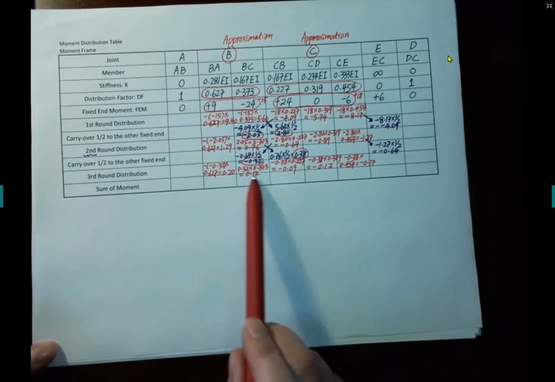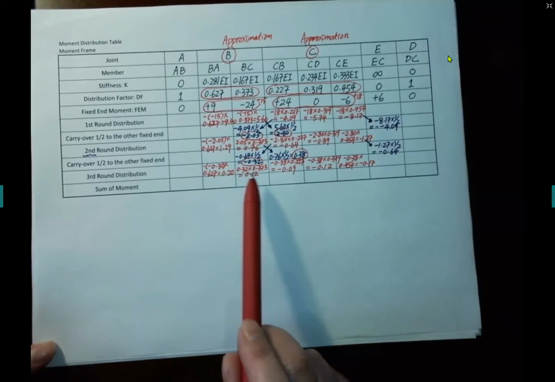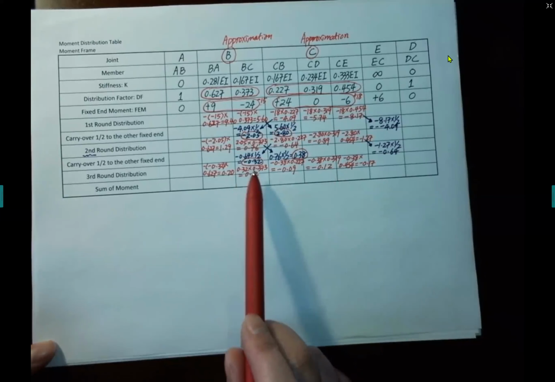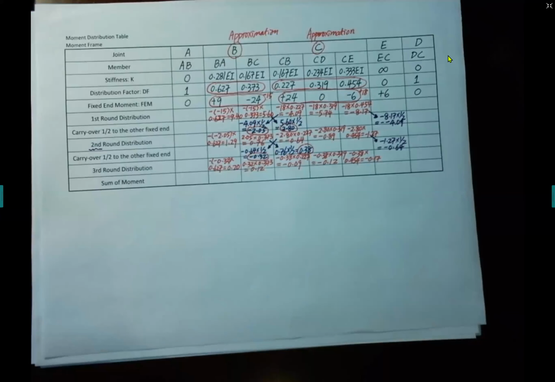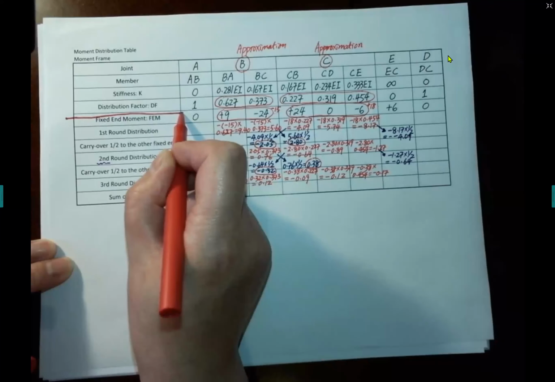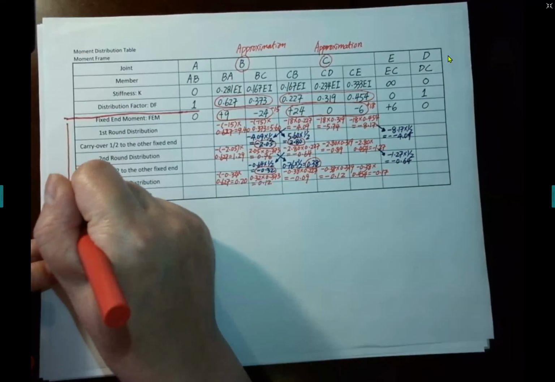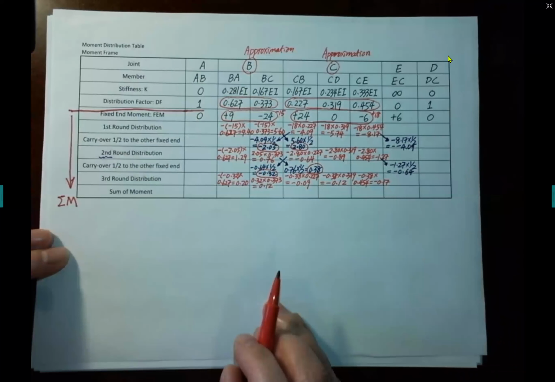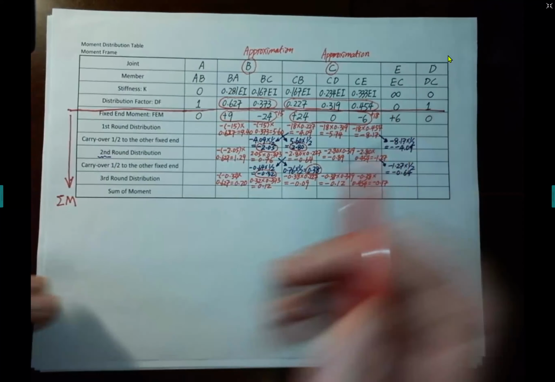After that, we notice the distribution moment is small enough and we can end the distribution, which means the accuracy is adequate. Usually we compare the unbalanced moment with the original unbalanced moment, within 5%. After we stop the distribution, it's time to sum the moments. We start from the fixed end moment and sum everything down. We take every line, starting from the fixed end moment, and do a sum.